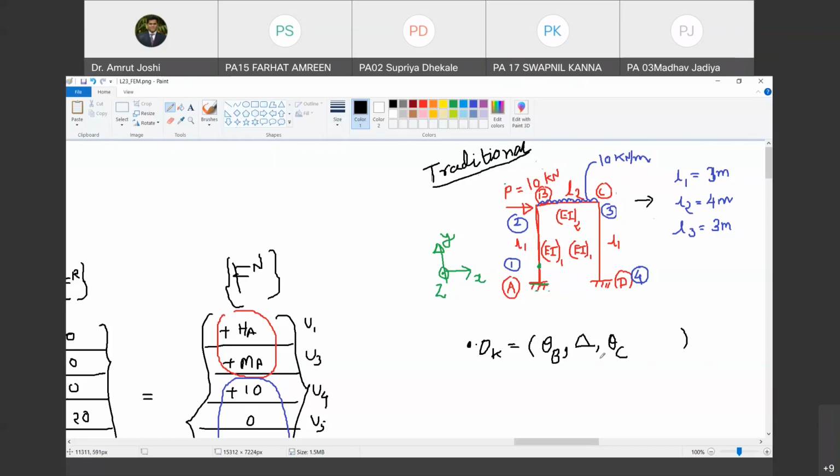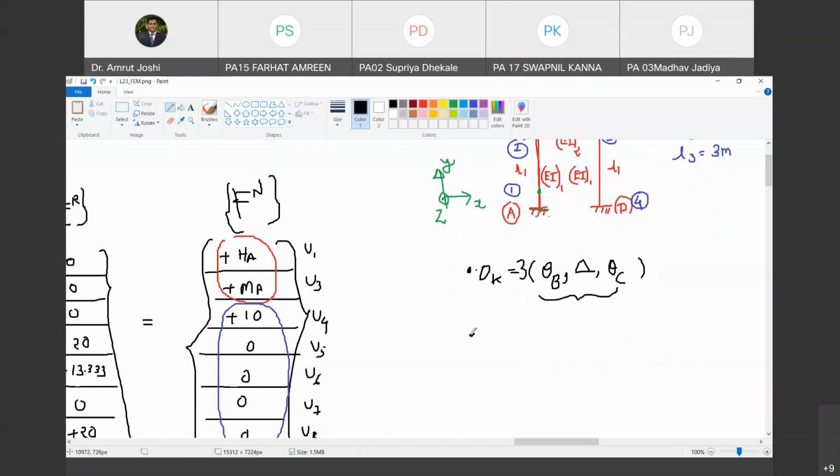So theta B, delta and theta C. At joint D, there is no degree of freedom because it is a fixed support. So therefore, we have dk, or degree of kinematic indeterminacy, as 3. And what are the degrees? Those are elaborated in this bracket: theta B, delta and theta C.